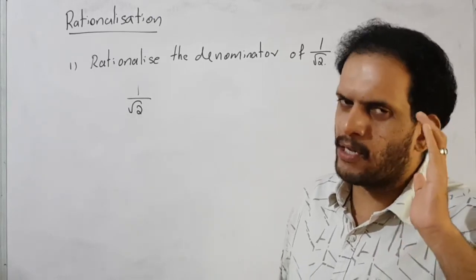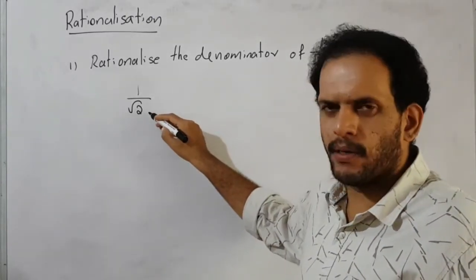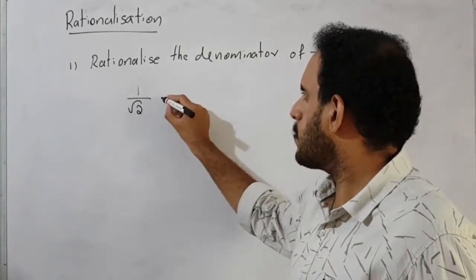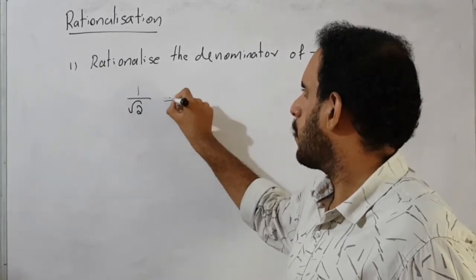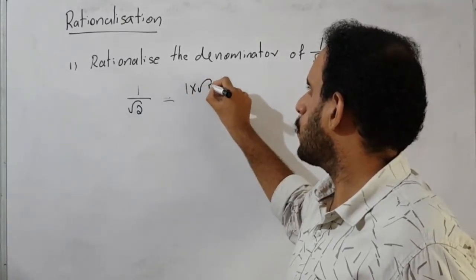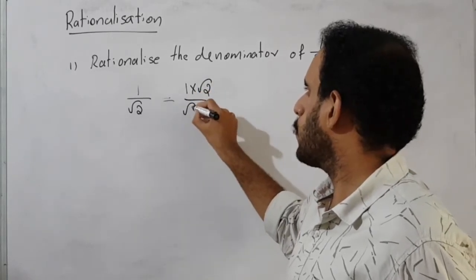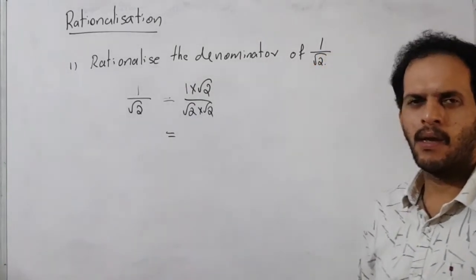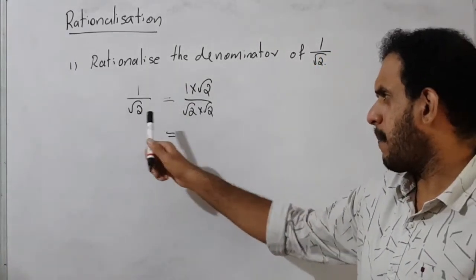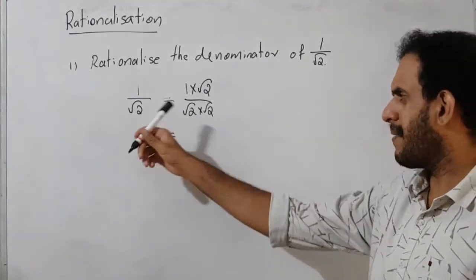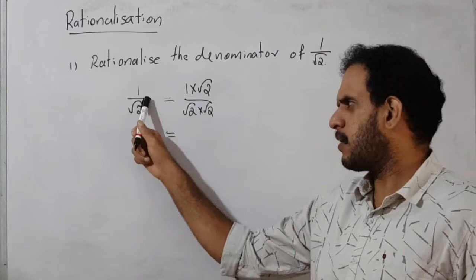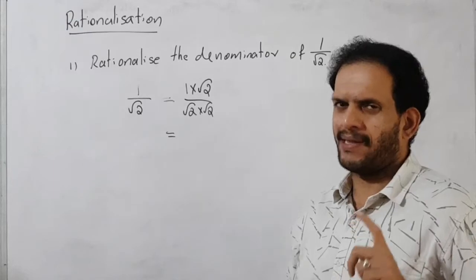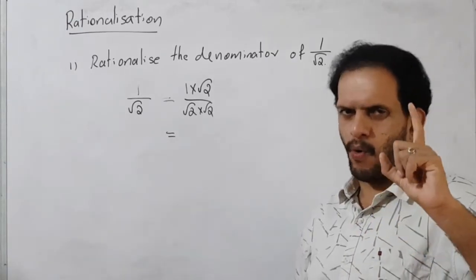We know that it is not possible to multiply only the denominator; we need to multiply the numerator also. So 1 into root 2 by root 2 into root 2 is equal to, we are multiplying both the numerator and denominator by root 2. Why? Because to make the denominator rationalized, we need to get root 2 whole square. This is the case when the denominator is a monomial.